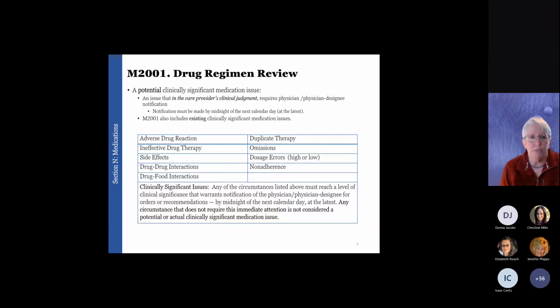All right, so these are all the different things they might be looking at: adverse drug reactions, ineffective drug therapy, or side effects. Any of these could relate to a clinically significant issue.